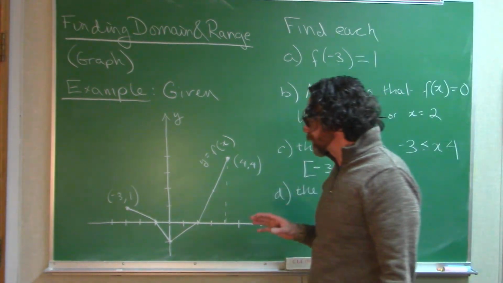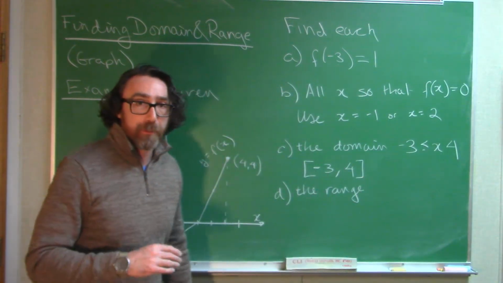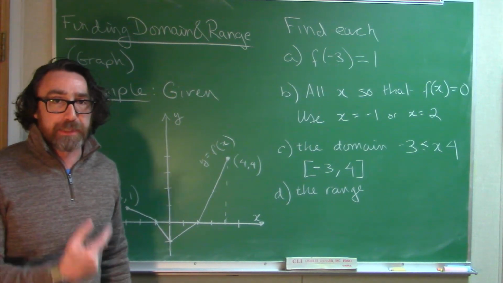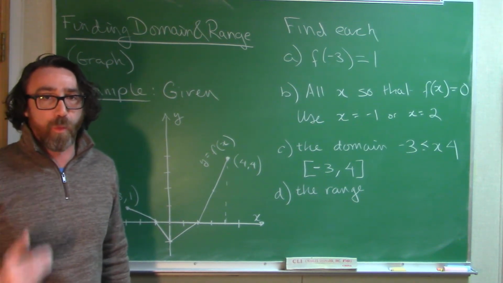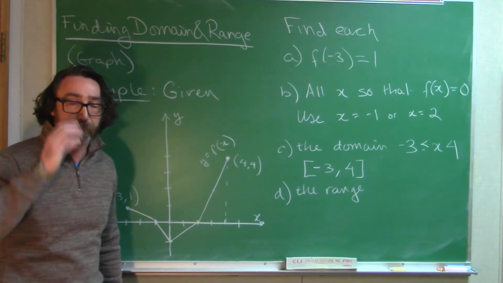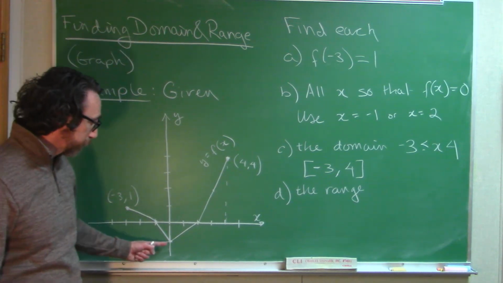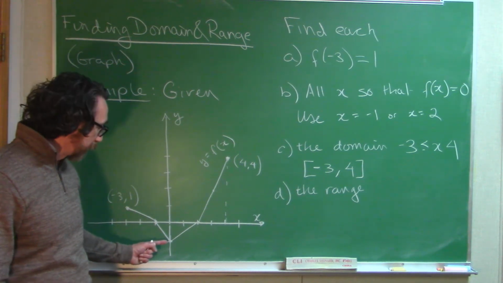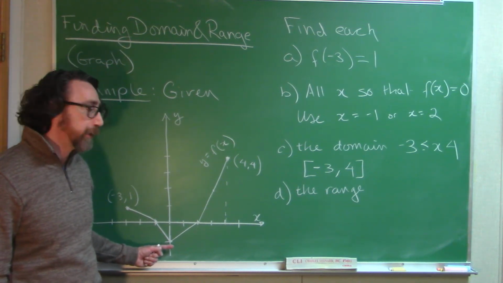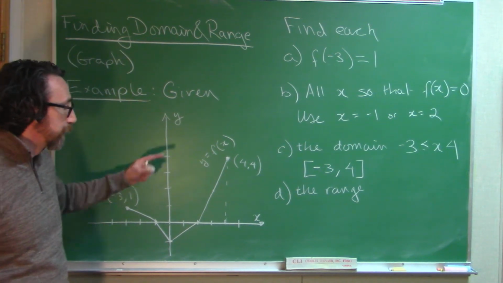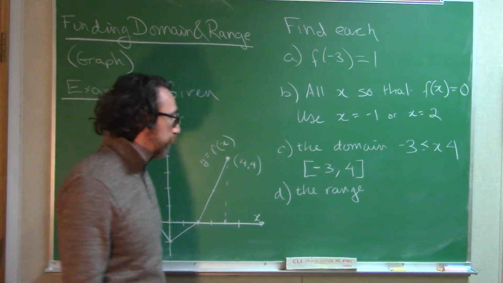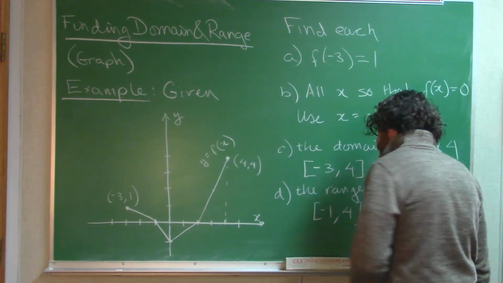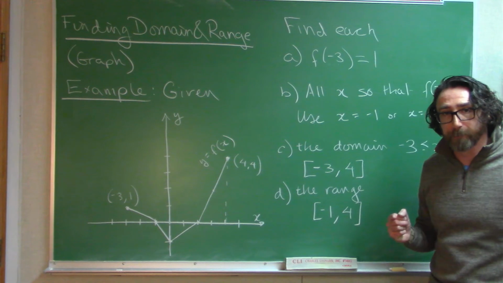Now the range, okay, the range, well, that's the set of output values. Graphically, the output values are represented by the y coordinates. So we can see on this picture that the smallest y value of any point on the graph is -1. And the biggest y value is 4. So the range is -1 comma 4 in interval notation.